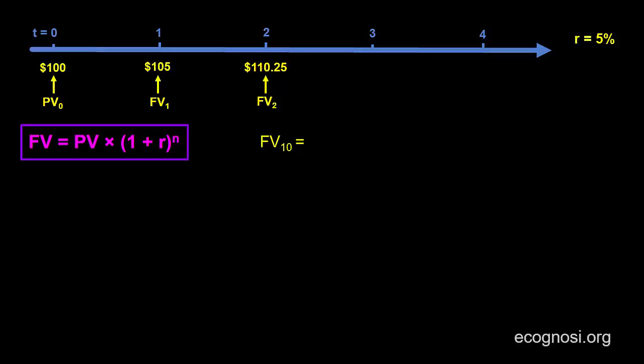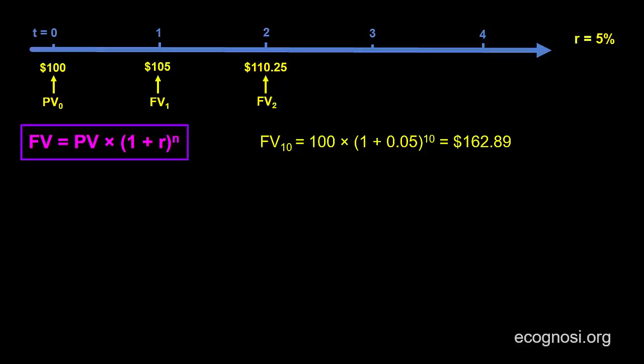Assuming you did that, the future value at year 10 is simply 100 times 1.05 to the 10th power, and this equals $162.89, rounded to 2 decimals. And of course I use a calculator for this one. Now going back to our formula, the future value equals the present value times 1 plus r to the nth.